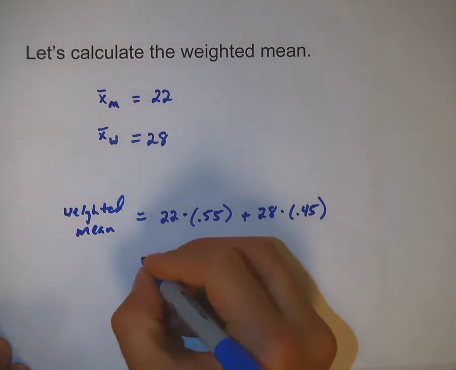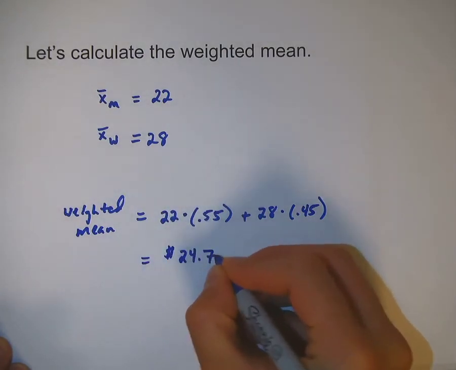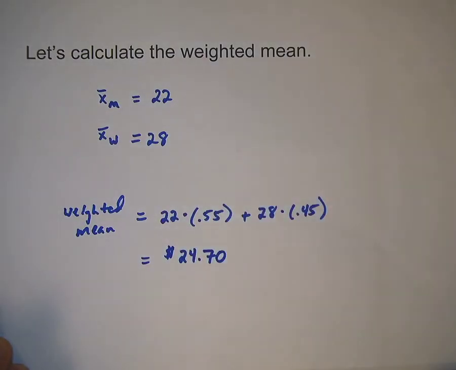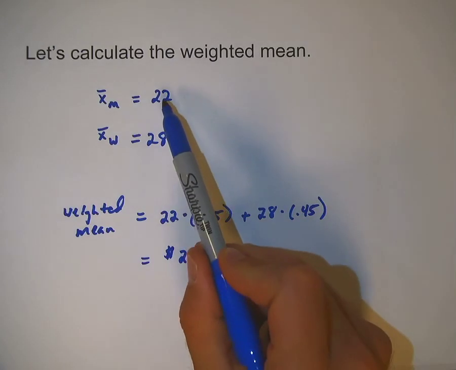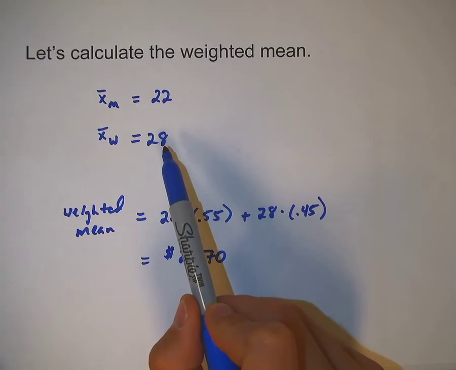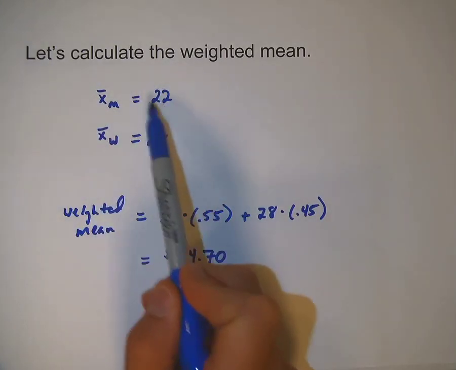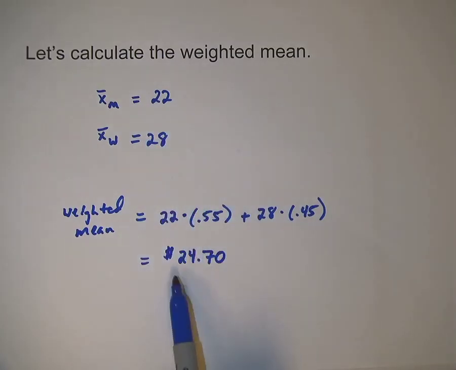And that ends up giving me 24.7. This is in terms of money, so I'm going to write that as $24.70. If we were just to find the average of these two numbers, so if they were weighted equally, we would end up with $25. But since the men are weighted more, this 22 is weighted more than the 28, we're going to get a number a little bit below 25. So we end up with $24.70. So that is how to calculate a weighted mean.